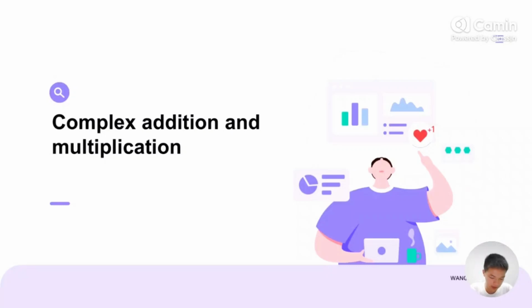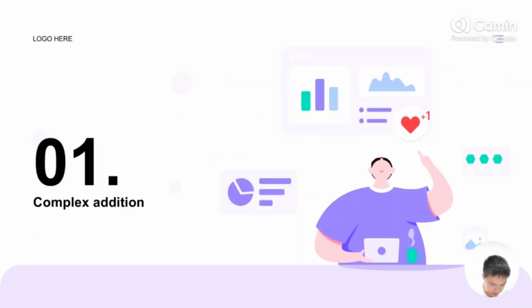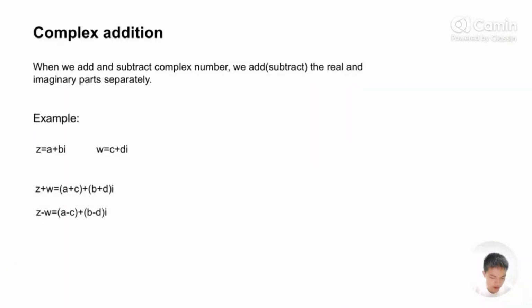Today we are going to talk about complex addition and multiplication. When we add and subtract complex numbers, we add the real part and imaginary part separately. Example, if z equals a plus bi, w equals c plus di, so z plus w equals a plus c, and this is the real part, plus b plus d i. So b plus d is the imaginary part.